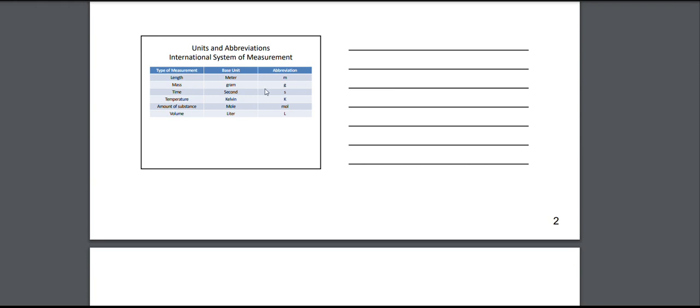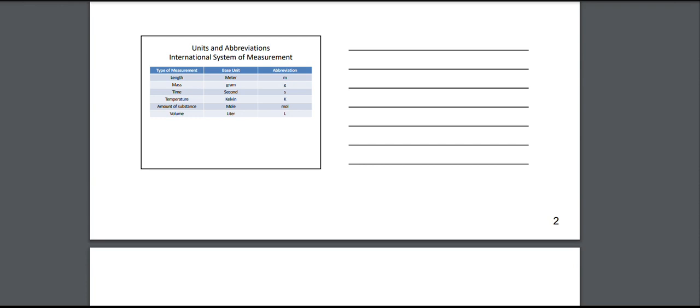The mass is measured by a gram, and it's a small g. Time is a second, small s. Temperature is a Kelvin, and we use K. As a scientist or a chemist, you will see in many of our calculations that we use Kelvin most of the time. Sometimes we use Celsius, but most of the time it's Kelvin.